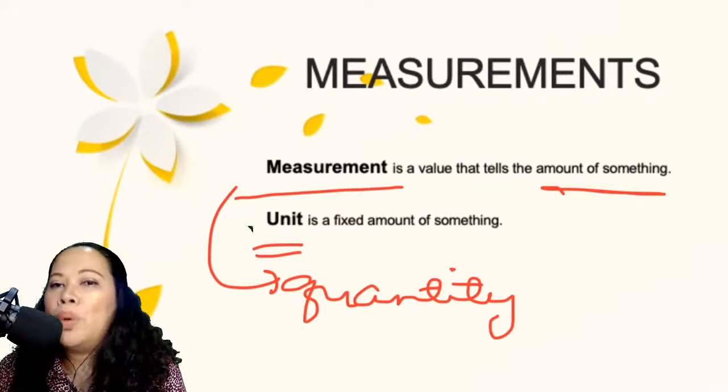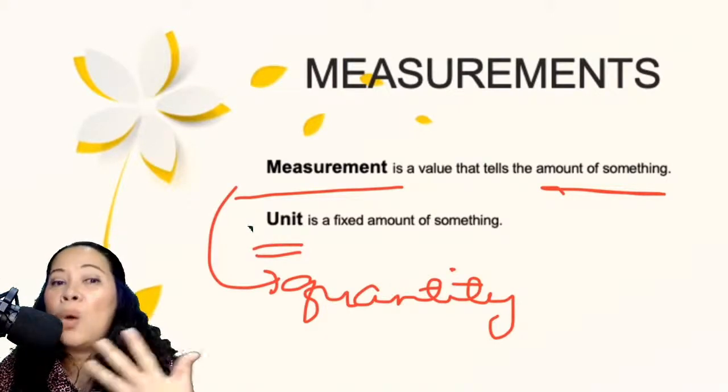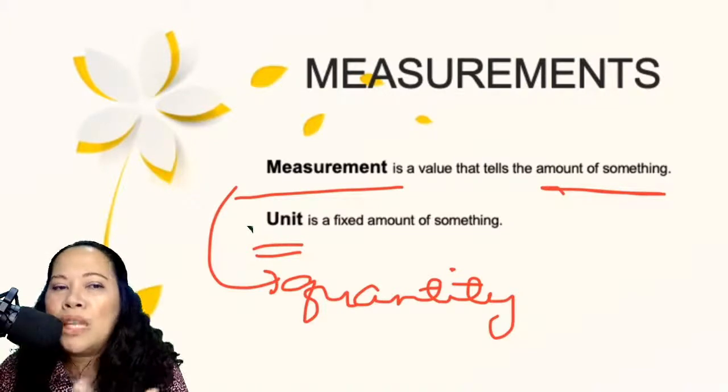So if you say, I have a swimming pool that is 10, 10 what? Is it 10 square meters, or 10 cubic meters, or 10 cubic centimeters? So the unit tells you the fixed amount of something.